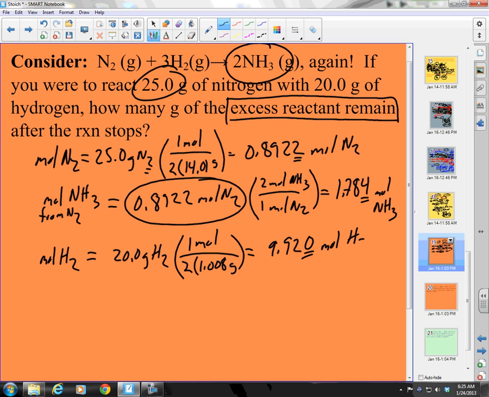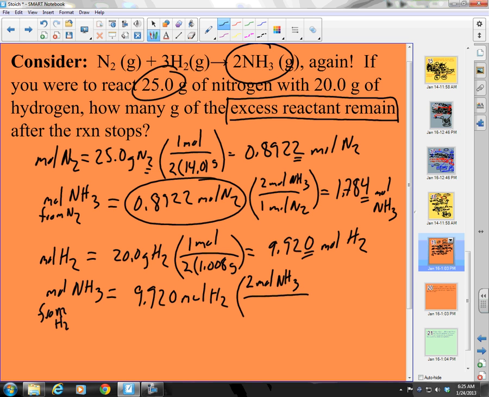moles of H2, right? And now we want to figure out moles of ammonia from my H2. So if all of my hydrogen were to react, how many moles of ammonia would I get? Well, it would be 9.920 moles of H2 times my mole ratio. What's my mole ratio? 2 moles of ammonia per 3 moles of H2, times 2 divided by 3, and I get 6.613 moles of ammonia, right?